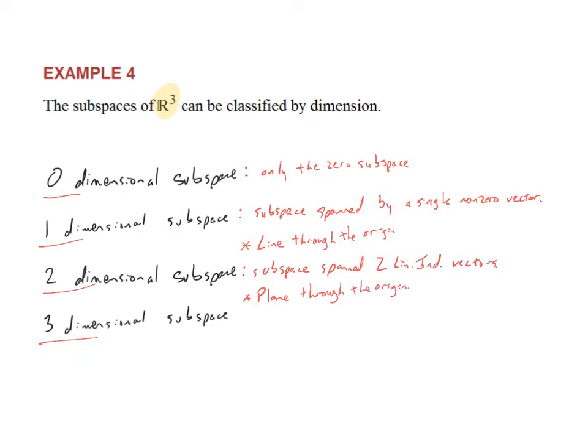That is a 2-dimensional subspace of R3. It is a plane through the origin. And then a 3-dimensional subspace, move that down a little bit. This is 3 linearly independent vectors that span R3. And this, well, what does that look like? All of R3. All of our 3-dimensional space. Okay, so that's what all of the subspaces of R3 look like, sorted by their dimension.